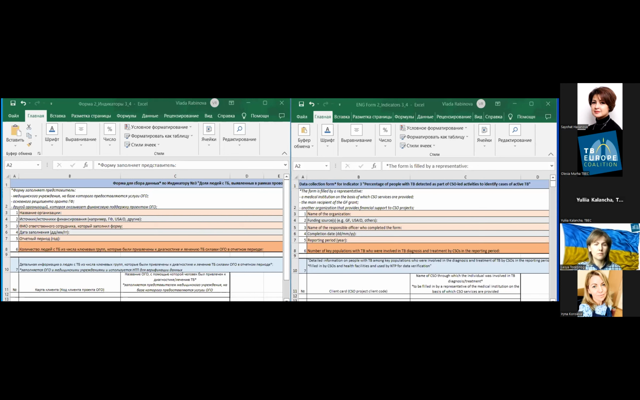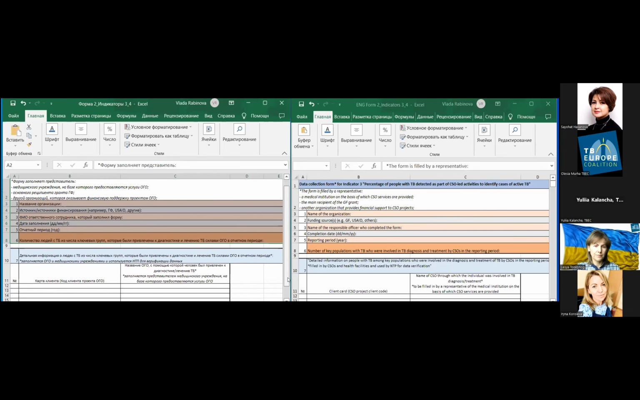This form has only 2 columns, and it is very easy to understand. You collect and accumulate all information. So all information is accumulated and summarized by NTP. And this is all about indicator number 3. And we have a question. Oksana, please.